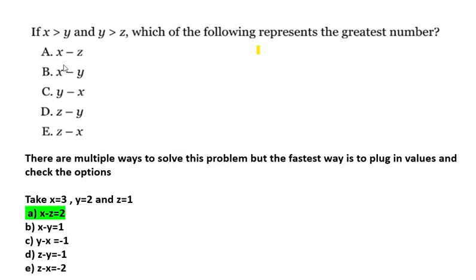Now if I plug in these values in each of the options given, x minus z, I would get 2, x minus y, I would get 1, y minus x is minus 1, z minus y is minus 1, and z minus x is minus 2. So we only have two positive values in this, which are x minus z and x minus y. And out of that, the greatest value is x minus z. So that is your answer, which is option A, x minus z.